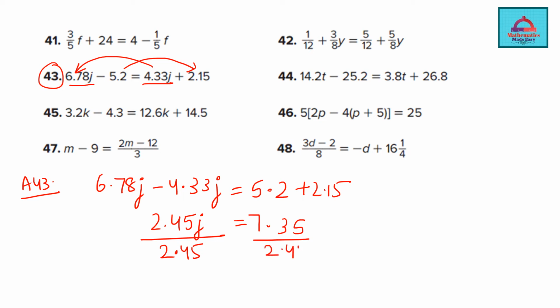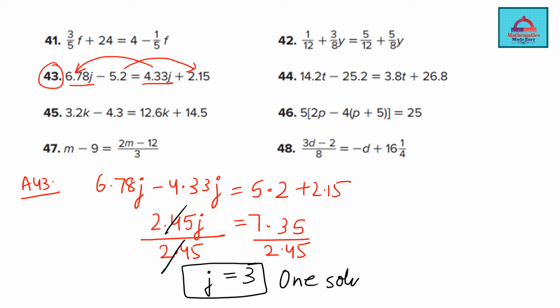Now you divide both sides by 2.45 because you want to isolate your j. So your j, this and this cancel, is, let's do the calculation. 7.35 divided by 2.45 will be equal to 3. So this has a unique solution, or one solution. Let's solve some more questions in the next slide.